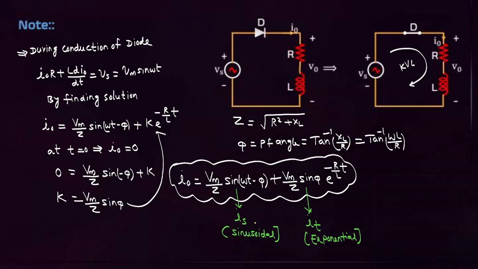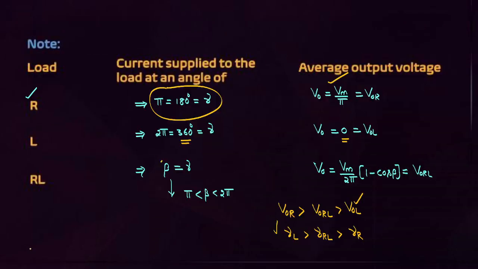This is IS, the sinusoidal component, and IT is the exponential component. That means in RL load, the output current consists of a sinusoidal component of current and a transient component of current. Which is the transient component of current here? The exponential current is the transient component, and this is the sinusoidal component of current. Then this observation is also important.